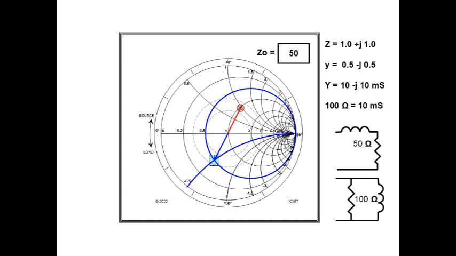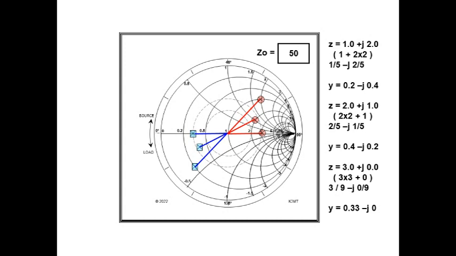The 50 ohm LR series circuit, and the 100 ohm LR shunt, have the same impedance and admittance in circuit design. Here are 3 other impedance to admittance conversions. To calculate Y from Z, square the R and X values, add them. Then divide the R and X values by this sum, and make J negative.